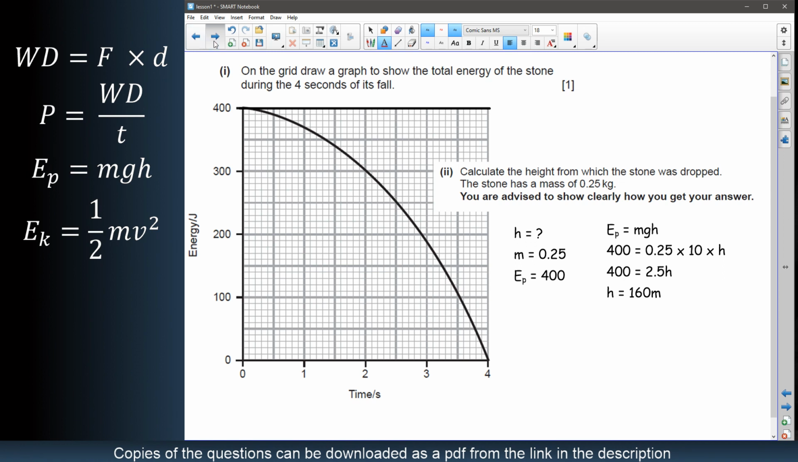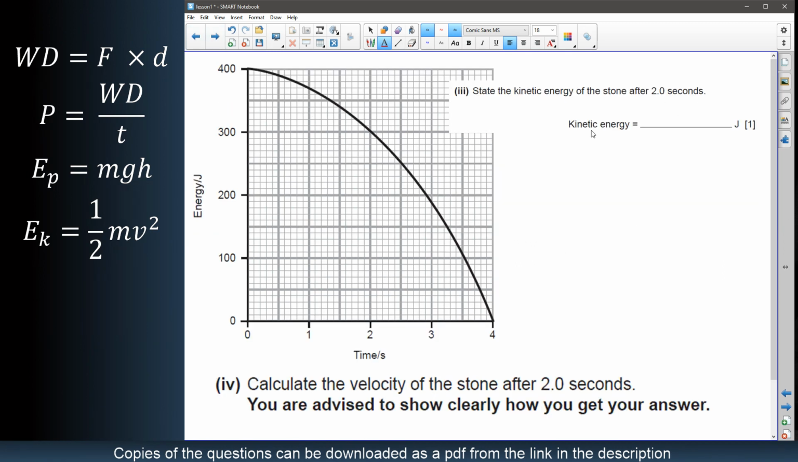Now the next question along here, state the kinetic energy of the stone after 2 seconds. And again, it makes use of that idea that the total energy remains constant. So if I'm at 2 seconds, I'm going to grab my little dotty line tool. From 2 seconds, dot our way up to our line and cut our way across. So after 2 seconds, I've got 300 joules of potential energy left.